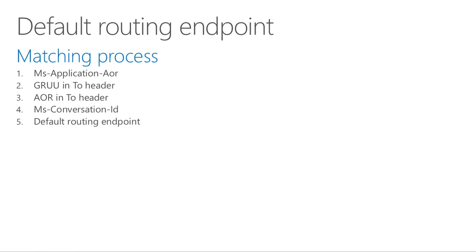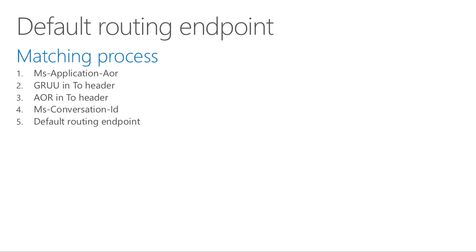The second thing it looks at is the to header. And it looks for a GRU, or an endpoint URI, in the to header. If there's an endpoint URI in the to header, it's easy for it to match the incoming invite message to an endpoint. It just sends it to the endpoint that GRU belongs to, that endpoint URI belongs to.